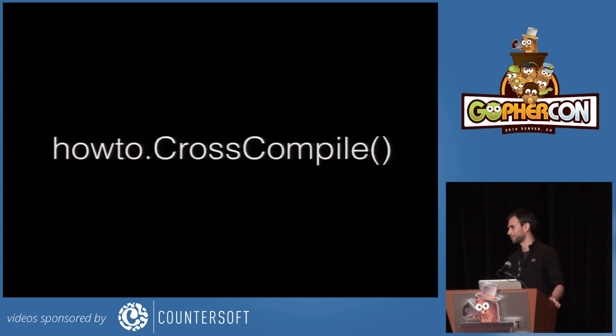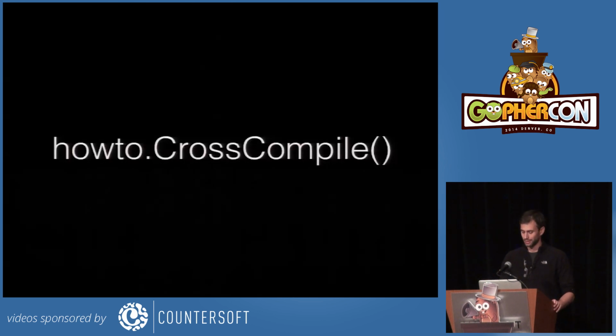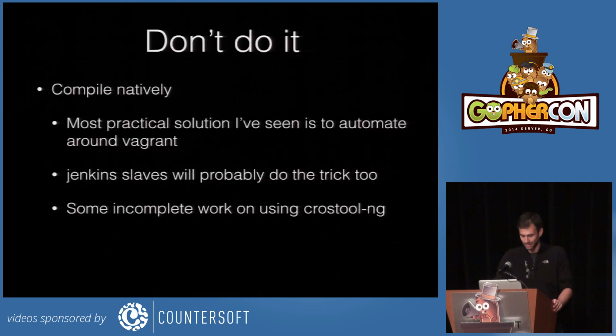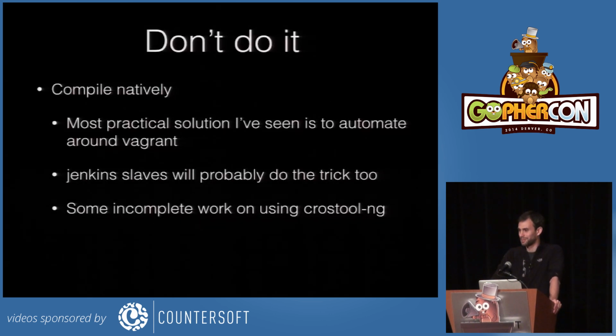Next, let's talk about how to cross-compile. There's been a little bit of talk about this. The answer is don't do it. Compile natively. The most practical solution I've seen for this is to automate around Vagrant. Believe it or not, spin up a bunch of virtual machines. I think Juan Benet showed me this. I don't know if he's here. Spin up a bunch of virtual machines, build on all the target platforms, and then suck out the binaries. You could probably do it with Jenkins.